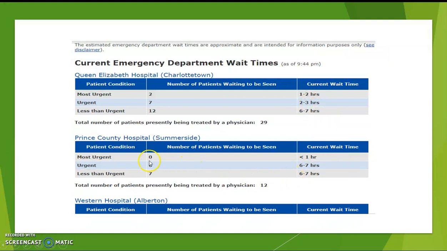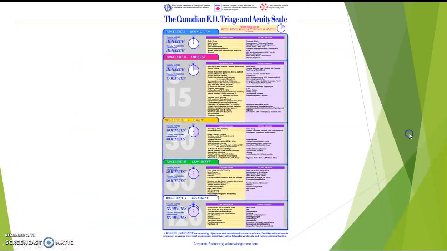So they have nobody in the most urgent, so if somebody comes in, they must have a room available waiting for that type of patient to come through. And therefore nobody in it from this 12.